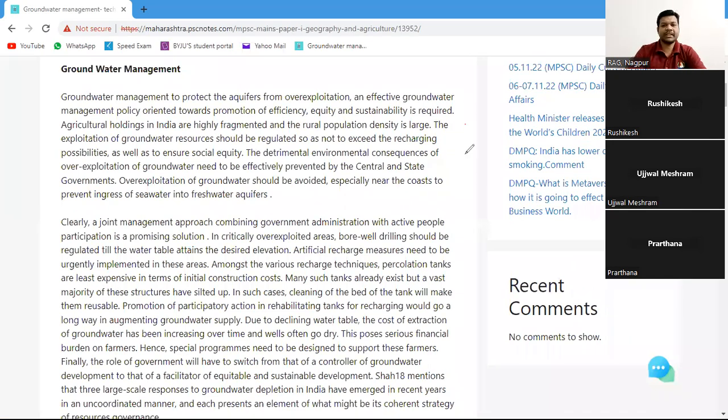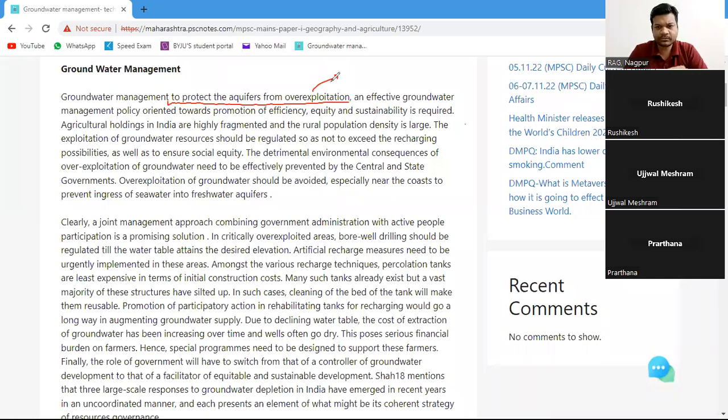So the groundwater management. Now, the groundwater management is to protect the aquifer from over exploitation. Over exploitation means what we are actually doing, how much water do we need?